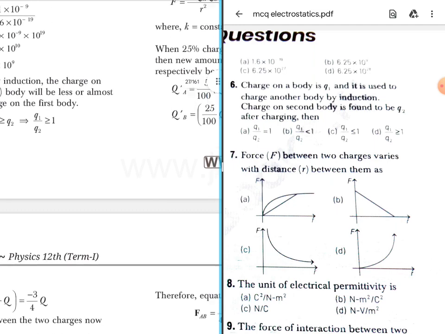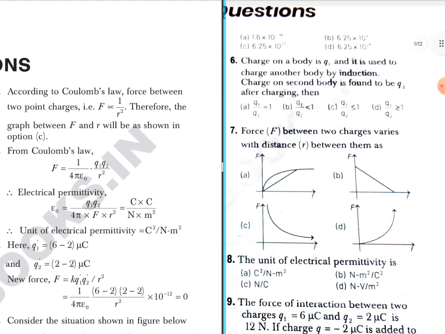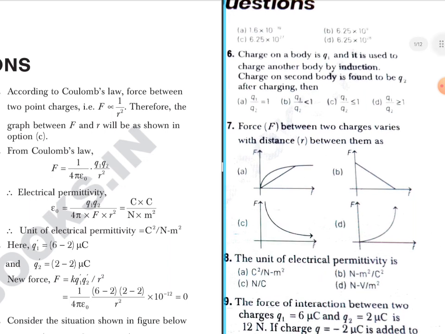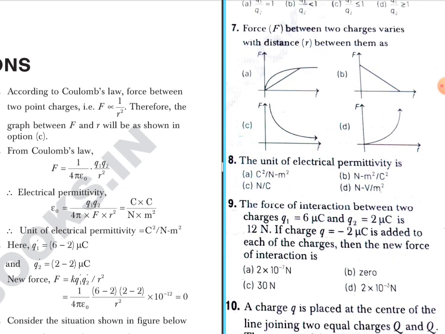Seventh question: which is the right graph? The force of attraction between two charges is inversely proportional to r square. So option number C is the right answer. Eighth question: the unit of electric permittivity is per newton per meter square coulomb square. So option number A is the right answer.